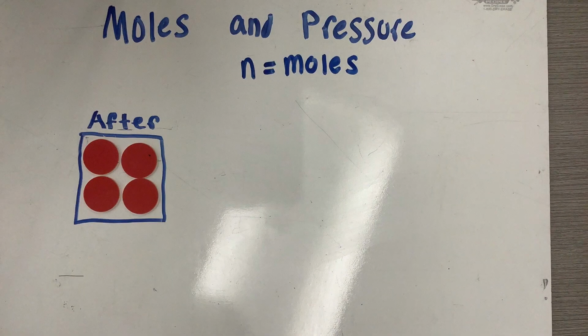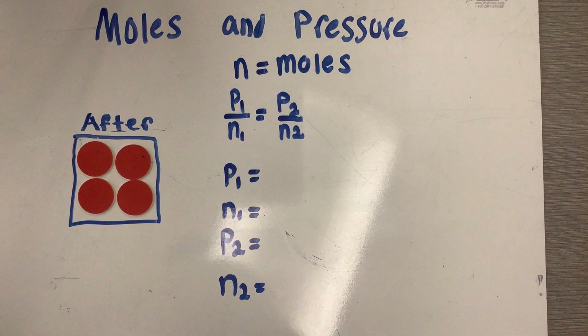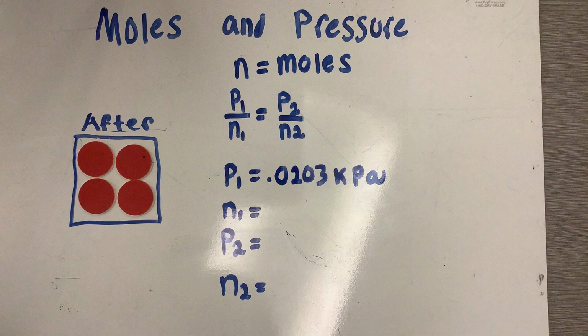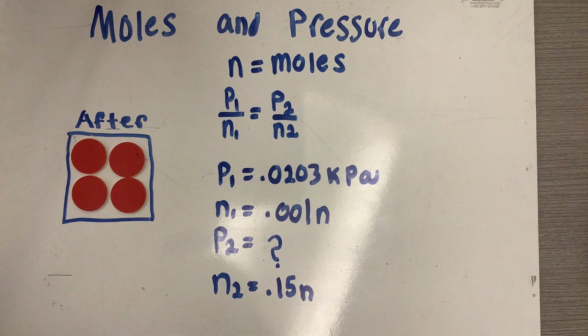Let's look at the math, where N equals moles in this equation. The equation for the relationship between moles and pressure is P1 divided by N1 equals P2 divided by N2. In this equation, the starting pressure is 0.0203 kPa, the starting number of moles is 0.001 N, the ending number of moles is 0.15 N, and we are solving for P2.